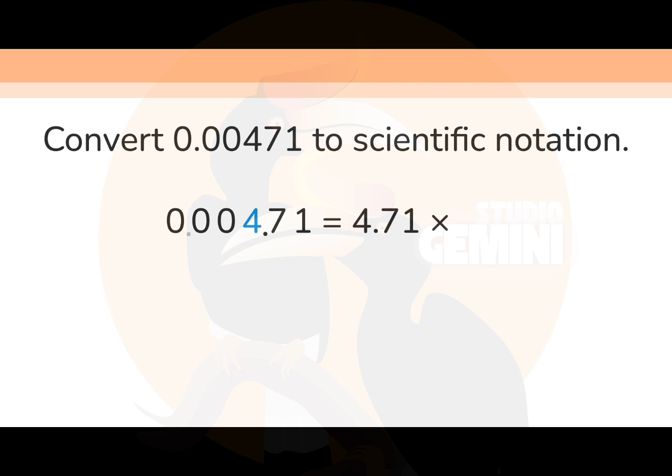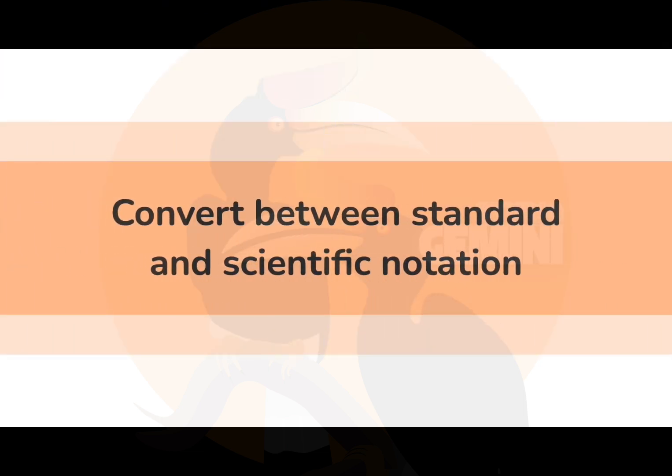Next, from the decimal point we just placed, we will count backwards to the first decimal point. It takes 3 hops to get back to the original decimal point, so our exponent is negative 3. Now we have the answer, 4.71 times 10 to the negative 3rd power. Great work converting between scientific notation and standard notation.